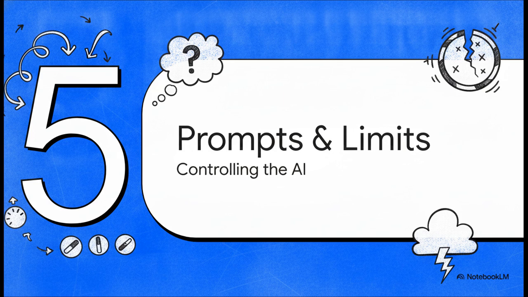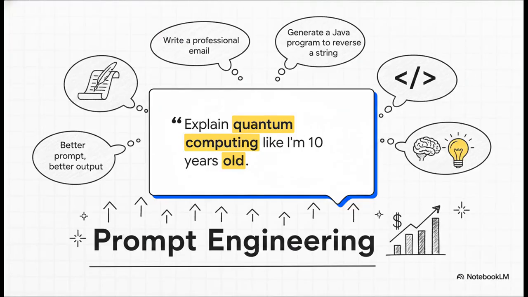Section 5, Prompts and Limitations, Controlling the AI. So how do we actually talk to this thing? We use a prompt. A prompt is simply the instruction you give the model. It could be something basic like write a professional email, or generate a Java program to reverse a string, or even explain quantum computing like I'm 10 years old.